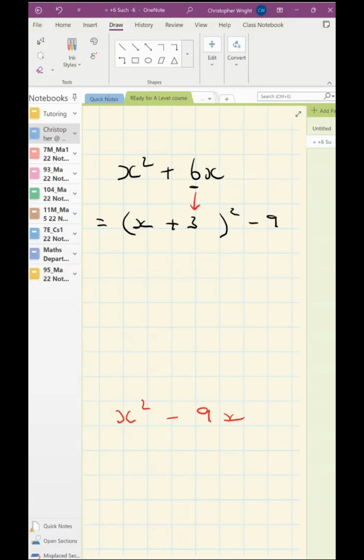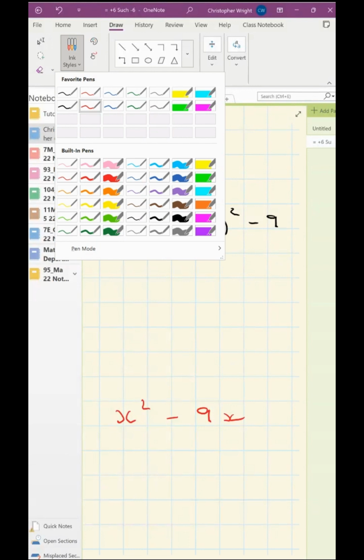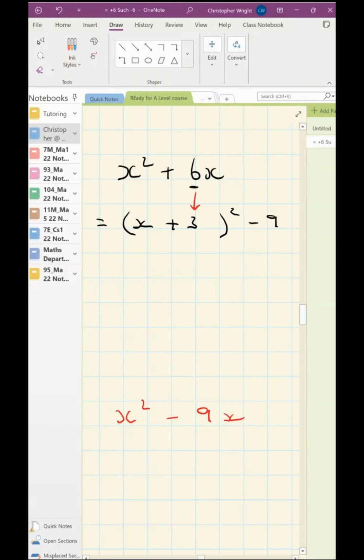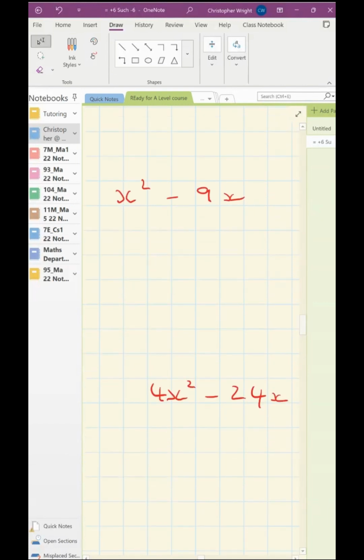Okay, let's apply the same logic to this question here. So we've got x squared minus 9x. Right, so we're going to need to write this as something squared. Well, it's going to be x minus 9 over 2, x minus 4.5 squared. That's going to give us the minus 9x, but it's going to give us an extra plus 20 and a quarter, plus 4.5 squared. So I'm going to need to subtract the 20 and a quarter in order to make sure that my two lines are equal to each other.